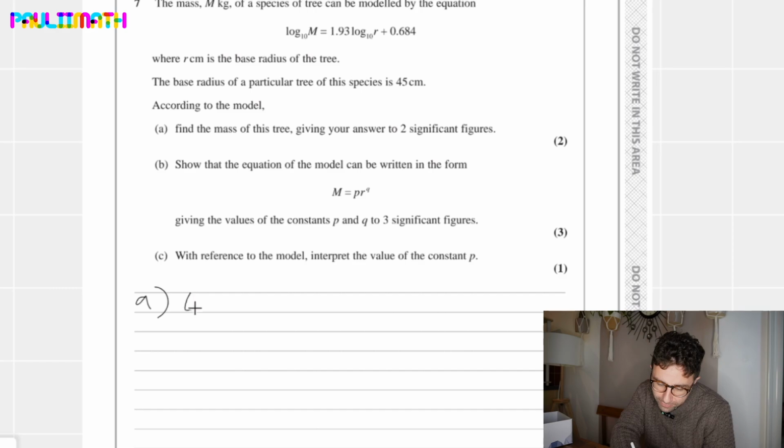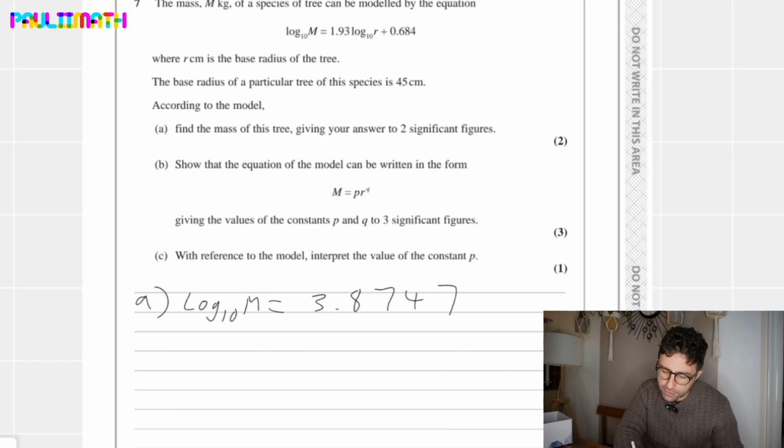I'm so happy. Log to the base 10 of m equals... I think we just plug it in, to be honest. I know you could kind of play around with it maybe. I'm going to just plug it in to begin with and see if I'm happy with the numbers that come out. 1.93 times log to the base 10 of r, r is 45, plus 0.8684. So you get on the right hand side 3.8747.